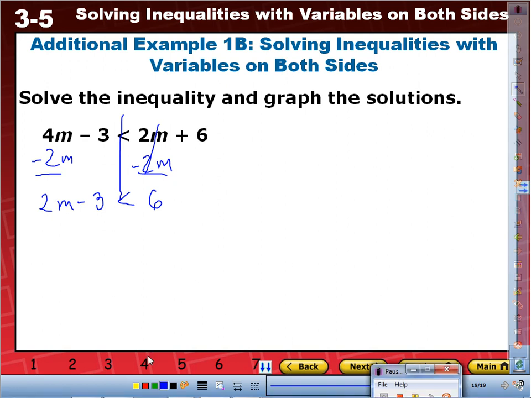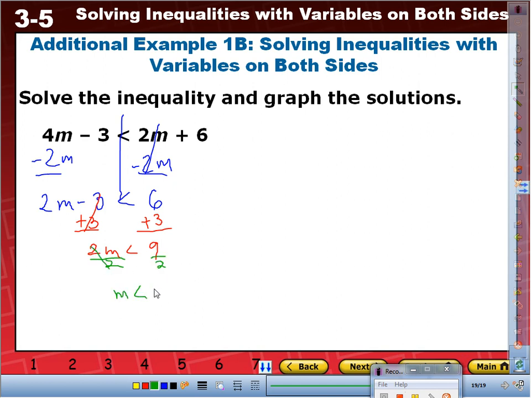All right, let's see. From there, add 3 to each side. We're left with 2m less than 9. The last step, divide by 2. M is less than 4.5.